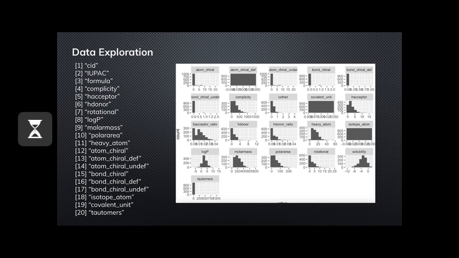Among the features that we can see, there are several graphs, for example, the atom chiral def, the first row, second column, is full of data. That means there's only one value in this column. This also happened to the covalent unit and isotope atom. Therefore, we need to drop these three columns in the future data cleaning process.